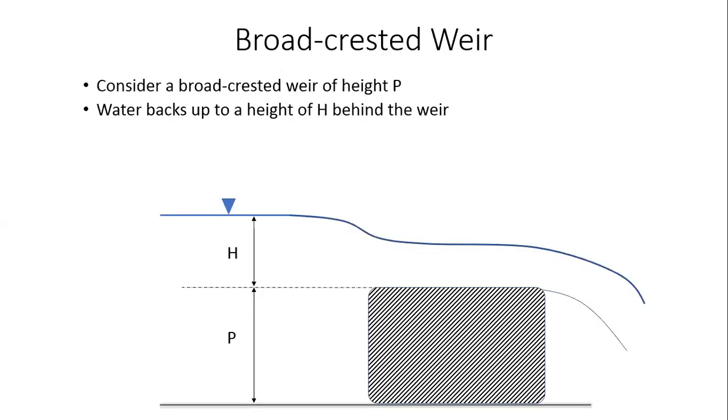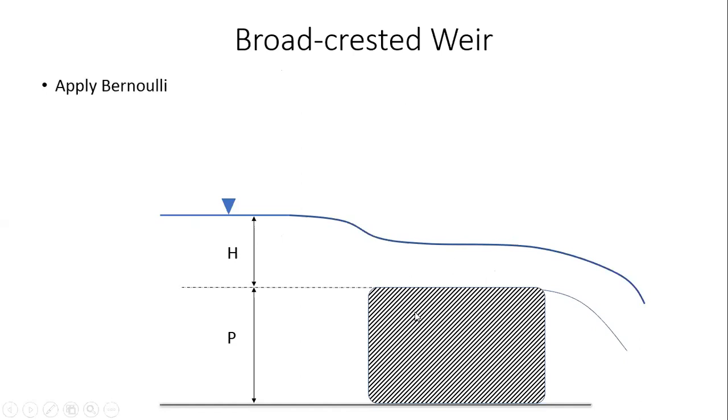Now we will get into a broad crested weir. Consider a broad crested weir of height capital P. The water is backing up to some height h behind the weir. Everything is the same as a sharp crested weir, very similar. So now I'm going to apply Bernoulli between section 1 and 2, and I'm going to say that the flow depth above the weir is YC. Now, if you remember your terminology, YC is critical depth. I'm saying that the flow reaches critical depth above the weir.